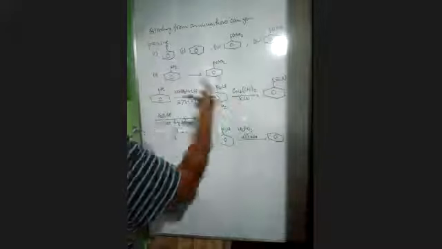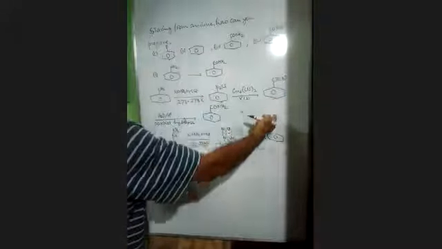So the fourth one you write by yourself. From here to here and here you write same. Then here you write H2O, H plus, and you write below complete hydrolysis. Then you write benzoic acid. Fourth one you do it.